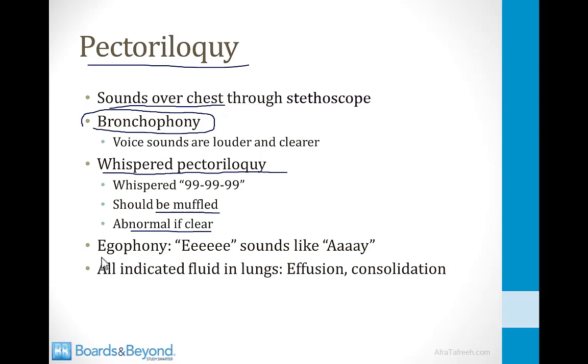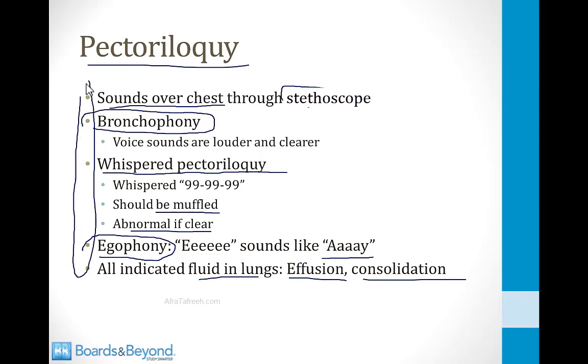Another type of pectoriloquy is called egophony, and this is when you have the patient say E, and it'll come through sounding like an A if something is abnormal in the lungs. All this occurs when you're listening to the lungs through the stethoscope. And all of these abnormal sounds occur when there's fluid in the lungs. Any abnormal pectoriloquy finding means there's fluid in the lungs. So this is going to occur with pleural effusions and with consolidation from pneumonia. These patients can have all of these things detected on physical exam.